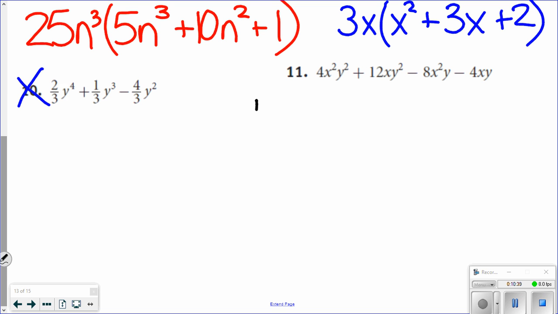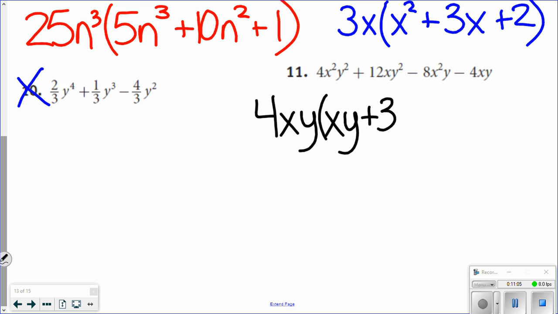The greatest common factor here would be 4. They share one x, and they also share one y. So 4 divided by 4 is 1. That cancels. 2 minus 1 is 1. 2 minus 1 is 1. 12 divided by 4 is 3. My x is being factored out or pulled out, so it's gone. And I have 1y left.